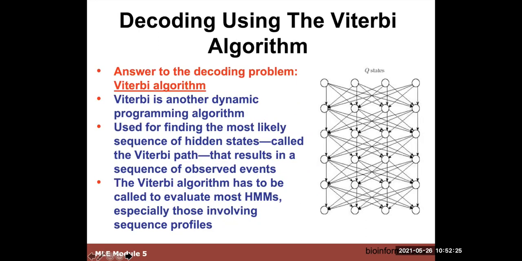Then the decoding problem, that's another dynamic programming algorithm. It's to find the most likely sequence of hidden states that results in the observed set of events. So it's, how do I include the insertions and deletions, the diamonds and the circles, which path do I follow? And it is essential for HMMs involving sequence profiles. So you hear the word Viterbi a lot when people talk about sequence motifs.